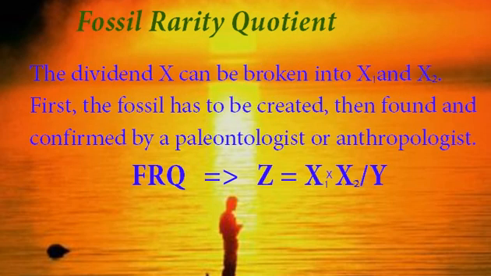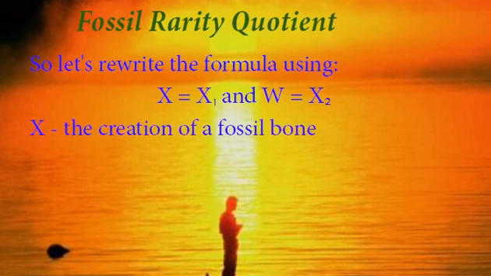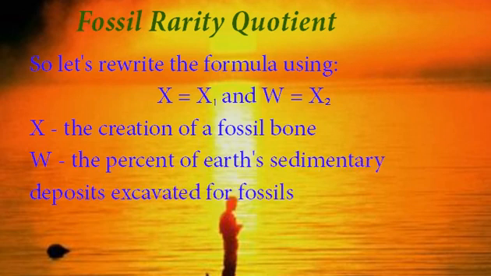The dividend X can be broken into X1 and X2. First, the fossil has to be created, then it has to be found and confirmed by a paleontologist or anthropologist. So let's rewrite the formula using X equals X1 and W equals X2. X, the creation of a fossil bone. W, the percent of Earth's sedimentary deposits excavated for fossils.